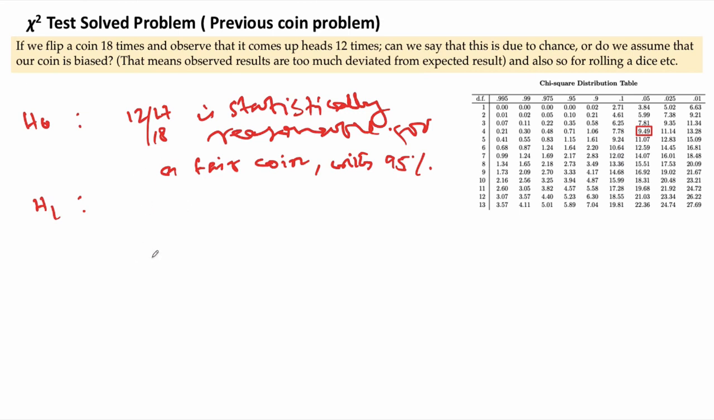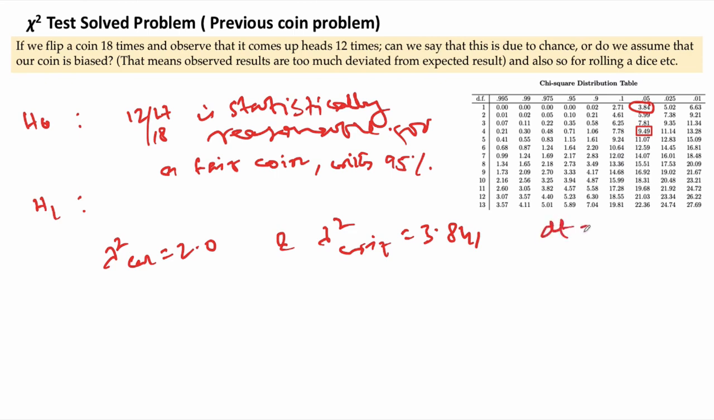Clear? Now in this case, what we calculated: the chi-square cal value is 2, and the chi-square critical value we calculated before is 3.841. If you remember, the degree of freedom was 2 minus 1 equals 1. Head and tail, two options, minus 1, which is 1. The degree of freedom was 1 and 0.05 is the confidence level. So this is the value.